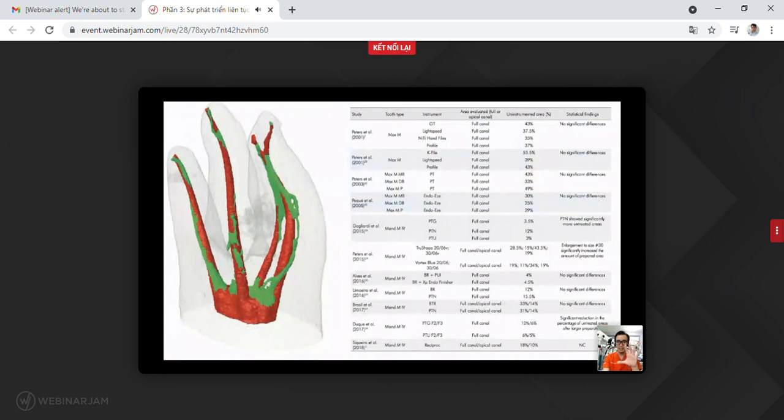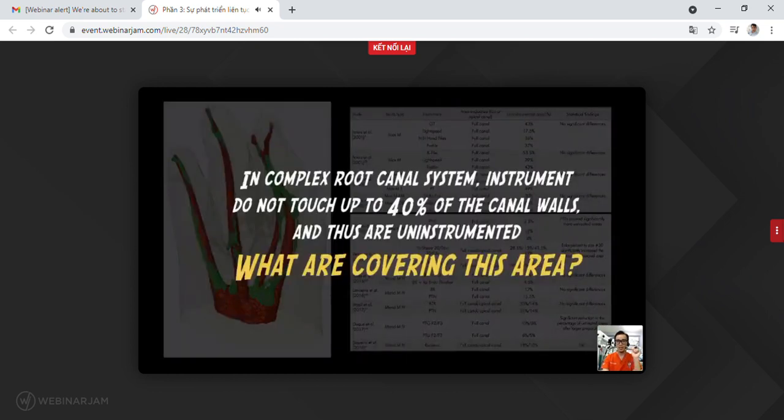And these are the papers. Maybe you can take a screenshot here. These are the papers telling us that only 16% of the canals can be filed by your file. The rest, the 40% of the canals, are uninstrumented. So what is covering this area?